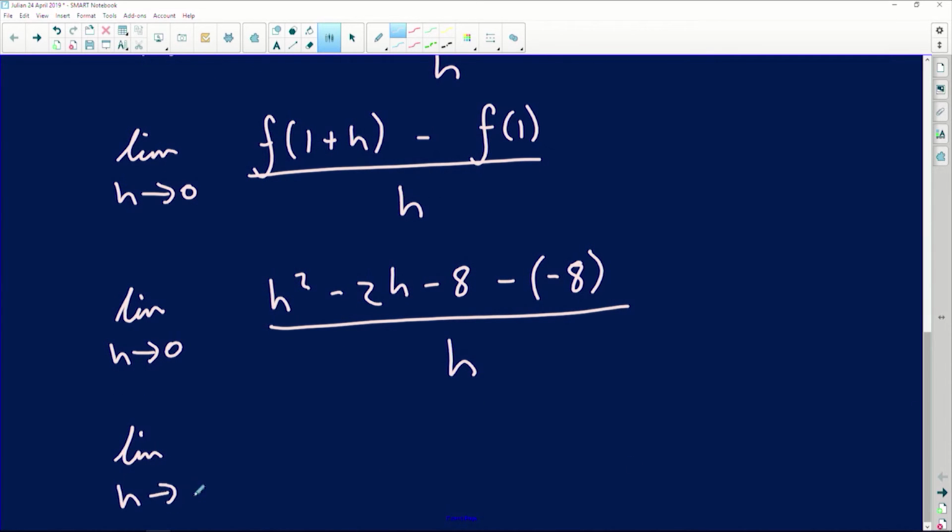Again, we carry on. We write down our limit as h tends to 0 of h squared minus 2h. Now this is going to be minus 8 plus 8, so that is actually going to just cancel out. So we can strike that through. And we're just left with division by h.